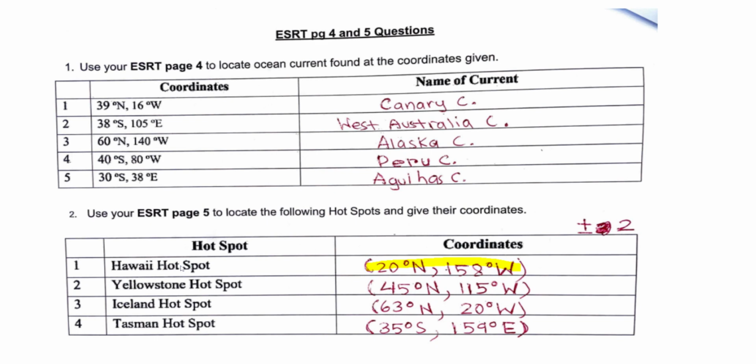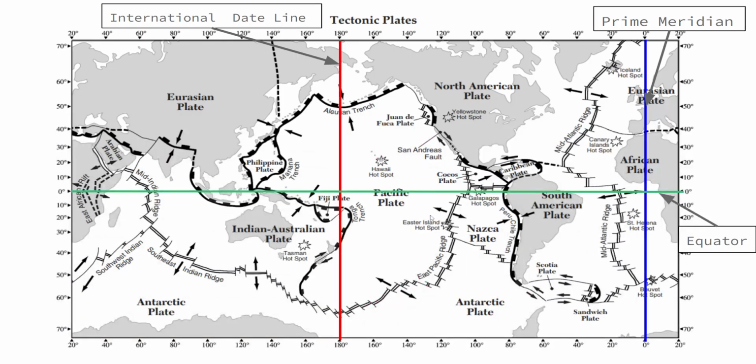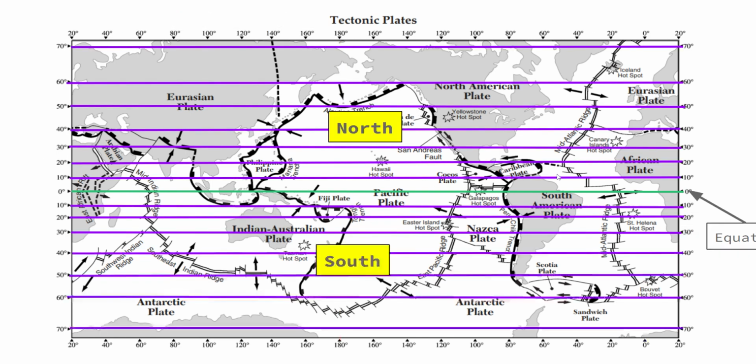Next, on reference table page 5, this is on your reference table. Hawaii hotspot is around 20 degrees north of the equator and 158 degrees west of the prime meridian. Your answer can deviate plus or minus 2 from mine. So Hawaii hotspot, remember on this page, the prime meridian is here, the 0 degree vertical line, and the international date line is the 180 degrees vertical line, and this is the equator, the green line.